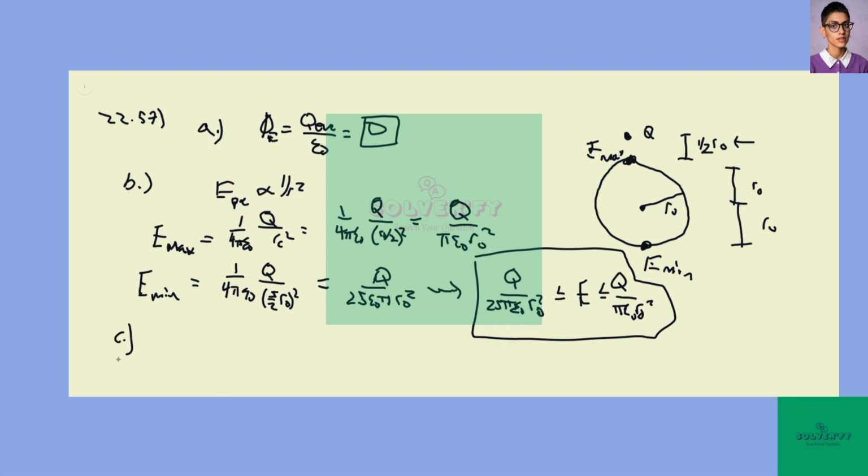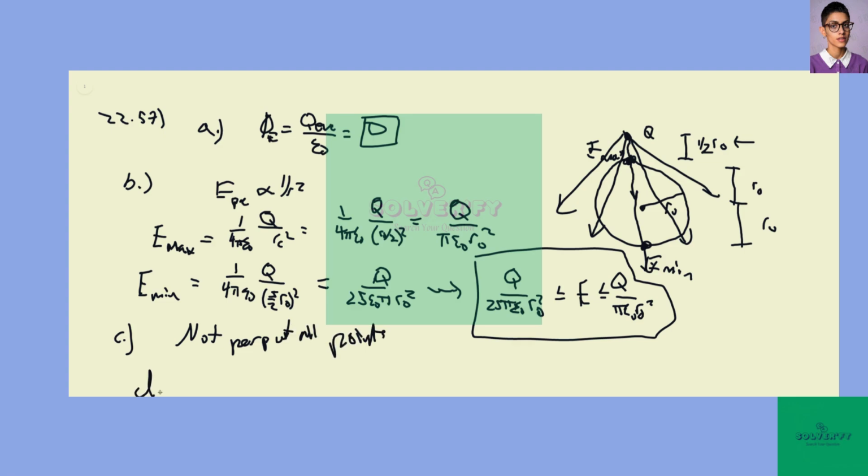Part C. This asks, is E perpendicular to the sphere at all points? So we know that E comes out radially. So the only places it can be perpendicular to the sphere are at the min and max points. So it's not. If we just look at how the E field comes out, just the 2 points we've already discussed are the only points that are perpendicular. So not perpendicular at all points.